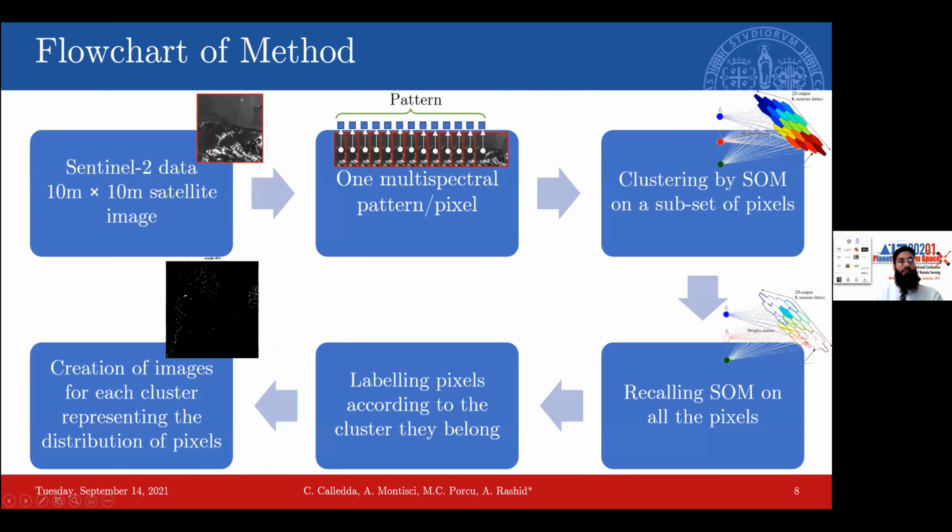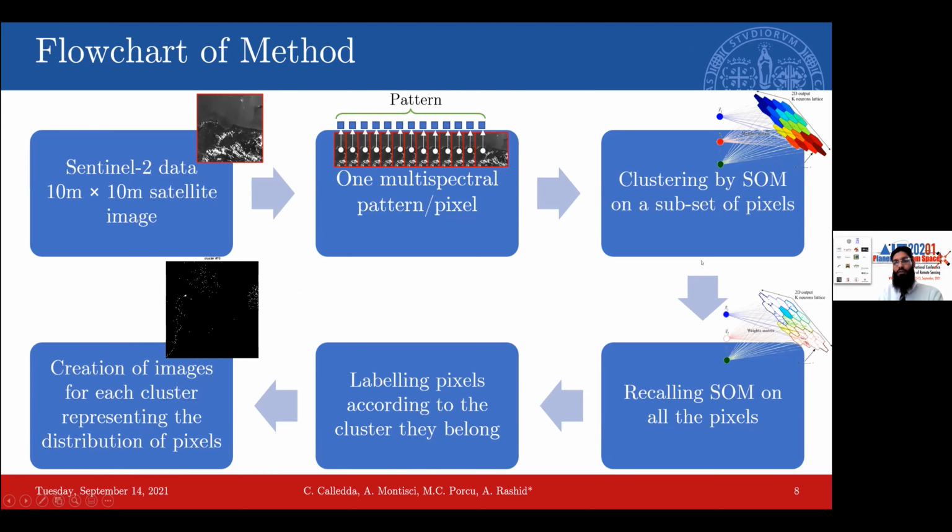So the flowchart of the method is as follows. We collected the data from the image. This is an example image of the Honduras River. And then we made 13 different images of the same image, in pixels. And we took the pixels out of it. We made the pattern of those images. And then we clustered them using a self-organizing map on a subset of pixels.